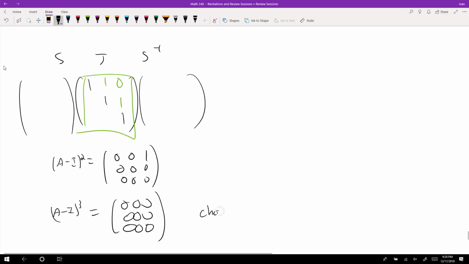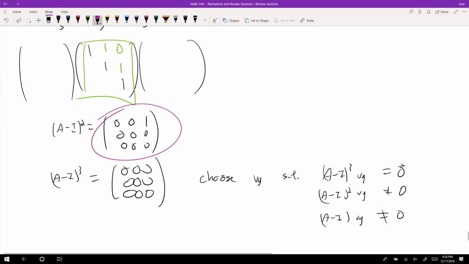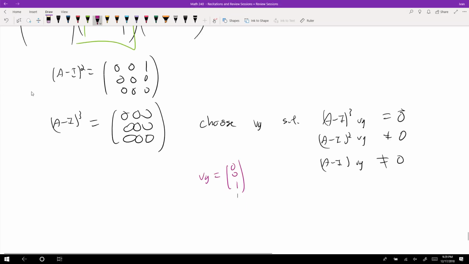So now we need to choose VG, our generalized eigenvector, such that (A minus I) cubed VG is 0, but (A minus I) squared VG is non-zero, and (A minus I) times the generalized eigenvector is non-zero. Okay? There's actually only one choice of a generalized eigenvector I can make here. What is it? 0, 0, 1, right? Because this guy has to be non-zero. So, okay, VG is 0, 0, 1.